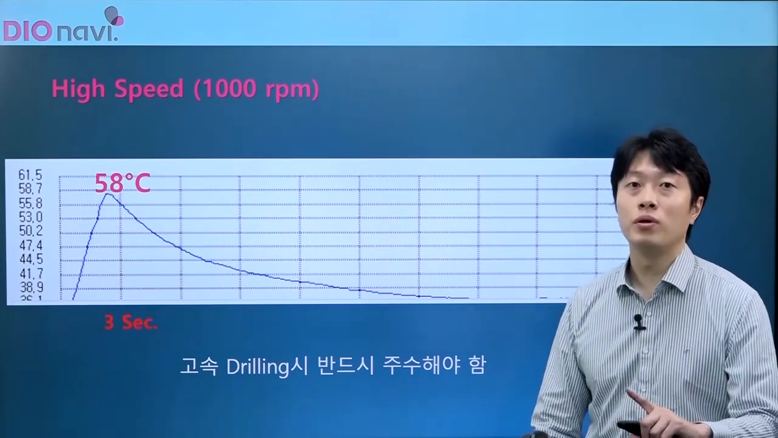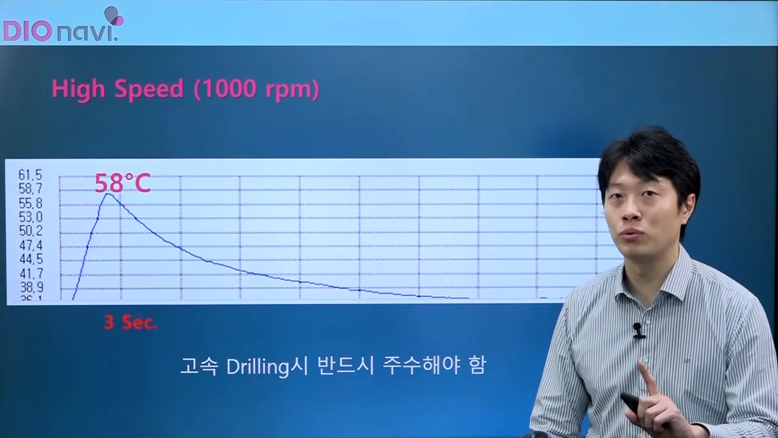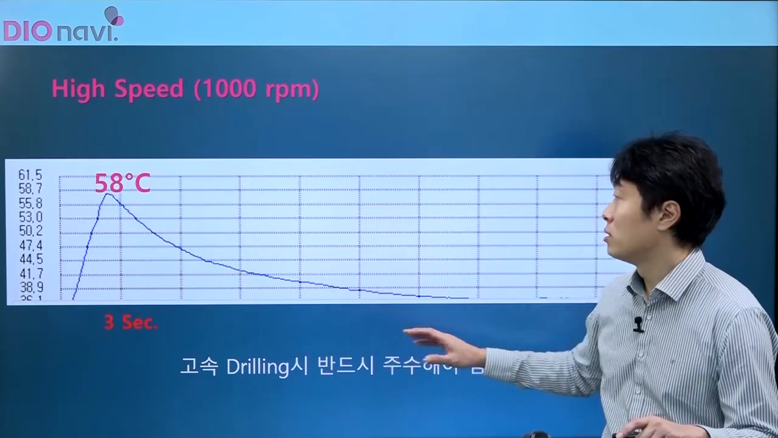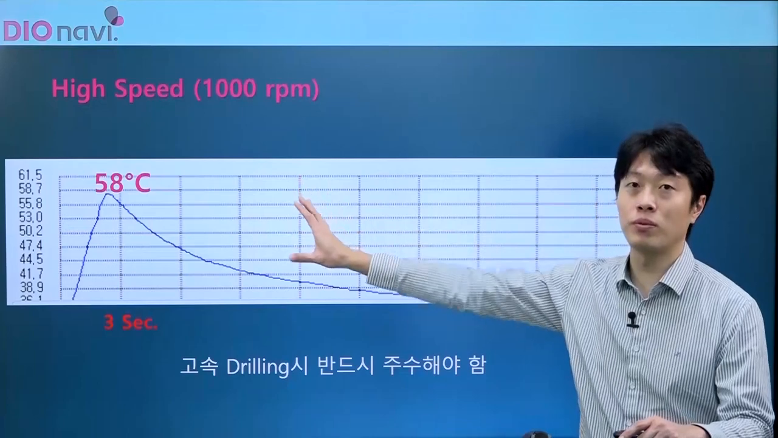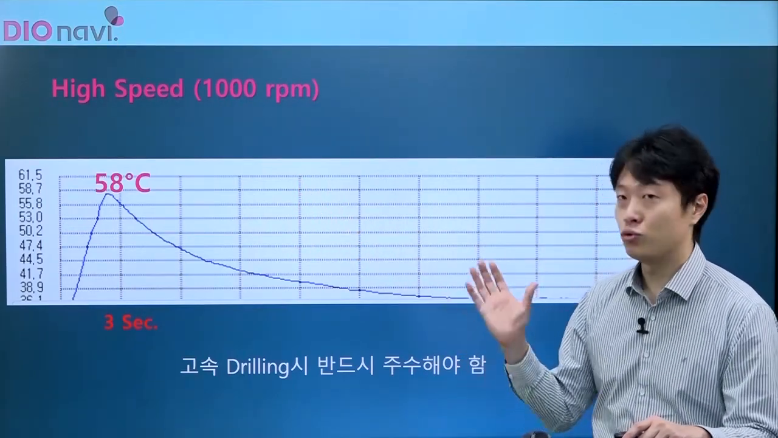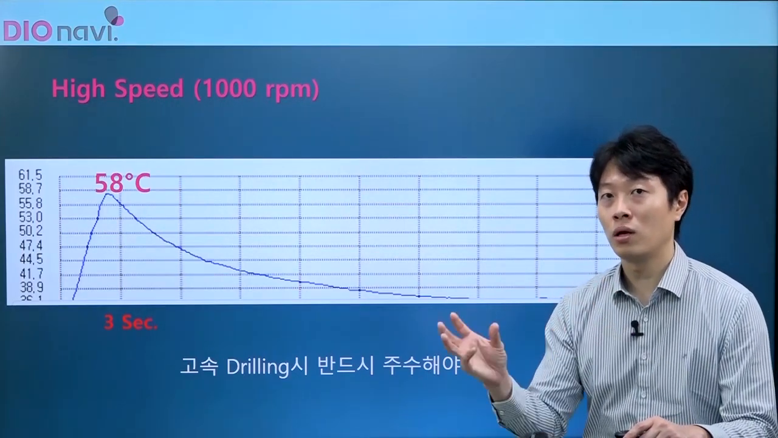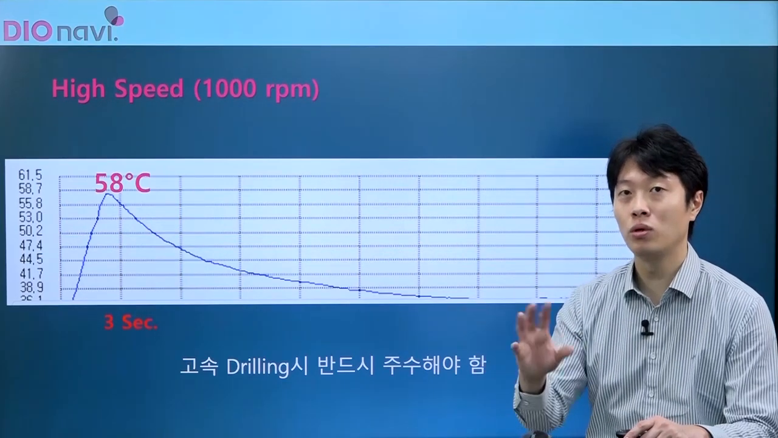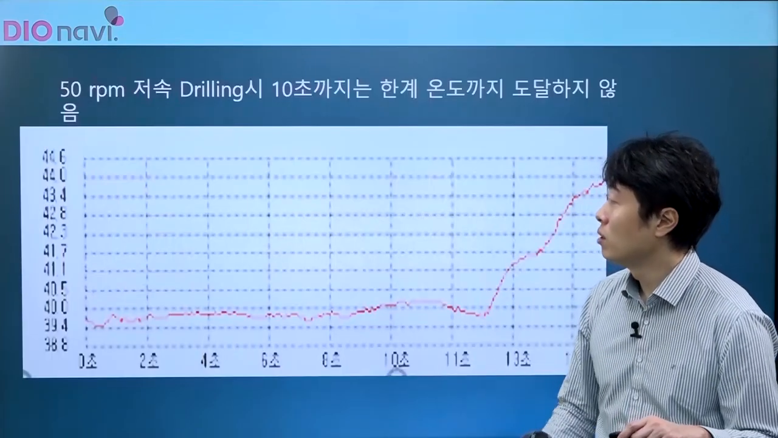You saw earlier in the drilling protocol that drilling was done at a low speed and without irrigation. A study result showed that during high-speed drilling, heat rose to 58 degrees even with irrigation. So during high-speed drilling, make sure to irrigate, and make sure not to drill too long at once. You should drill a little and cool it down, drill a little and then cool it down repeatedly.